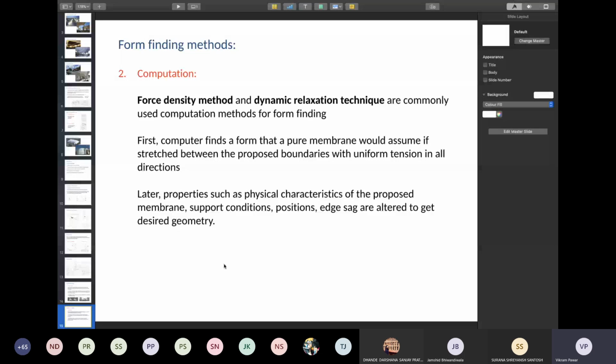The computer finds a form that a pure membrane would assume if stretched between the proposed boundaries with uniform tension in all directions. Later on, all the properties such as physical characteristics of the proposed membrane, support conditions, positions, and edge sag are altered to get the desired geometry.